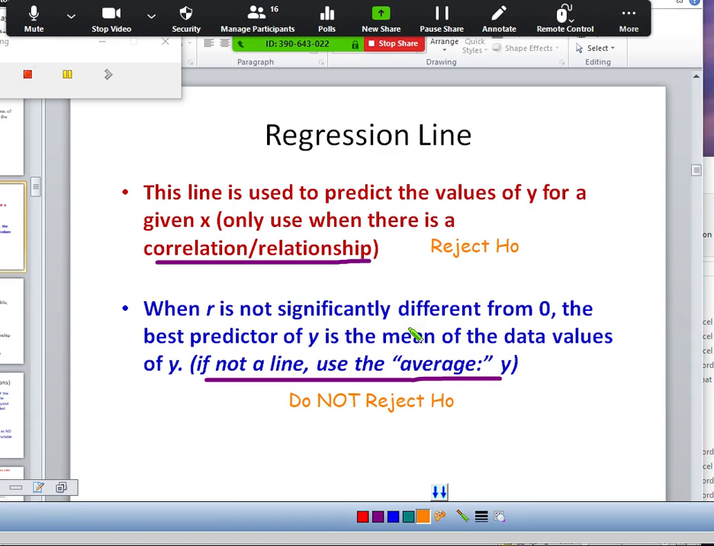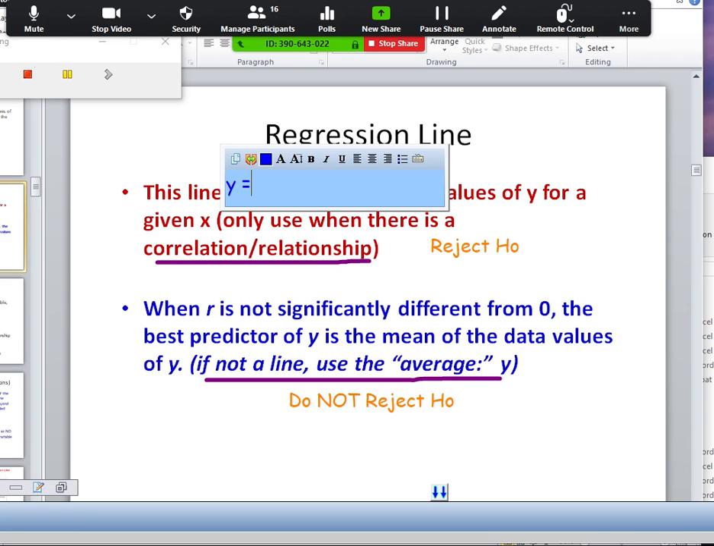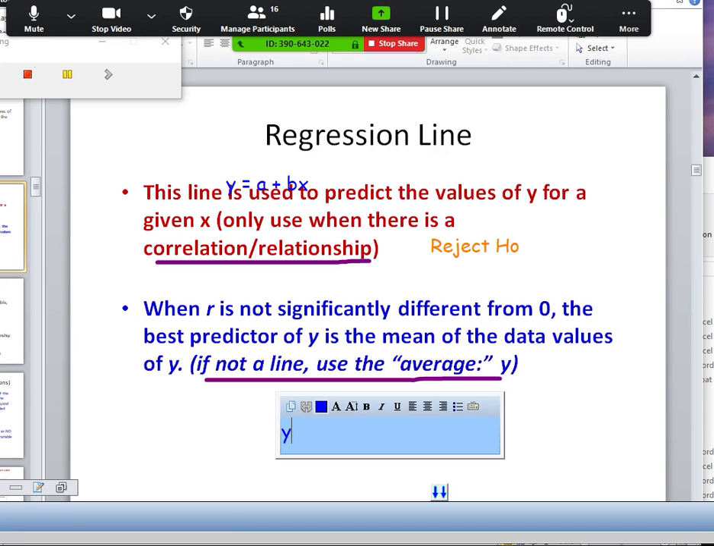Then, if we do not reject h naught, then r is not significantly different from 0, just due to randomness. Then just use the average y, y bar. So this top one is when we're going to use y equals a plus bx. And this bottom one is when we're going to use y equals y bar, the average y, to predict.